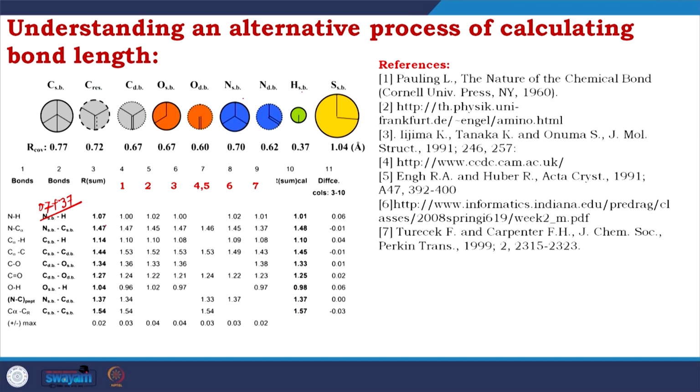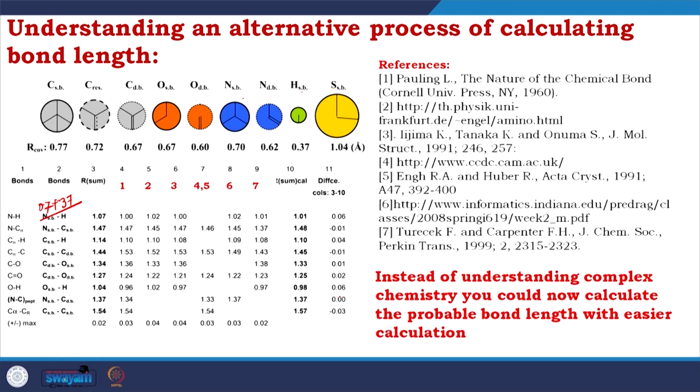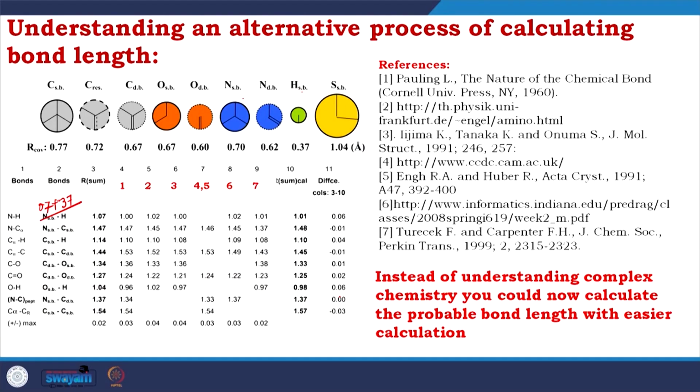We have taken very relevant references where people have calculated, and you see that the validity of that difference ranges from 0.06 to 0.0. So this is very accurate and you could use it. Instead of understanding complex chemistry, you need to understand the chemistry, but for this calculation you could calculate the probable bond length with a very easy calculation. If you understand this, you don't need to go into complex calculation. You just remember this 1, 2, 3, 4, 5, 6, 7, 8, 9 and you could calculate each and every bond in the protein. Easier?